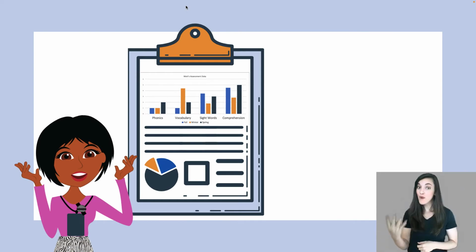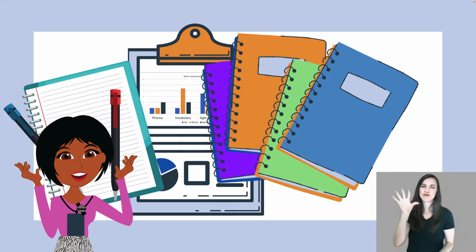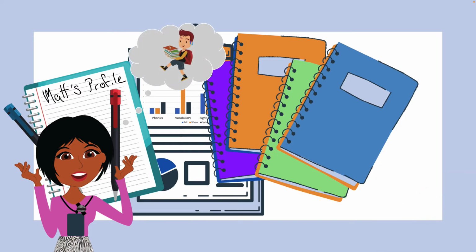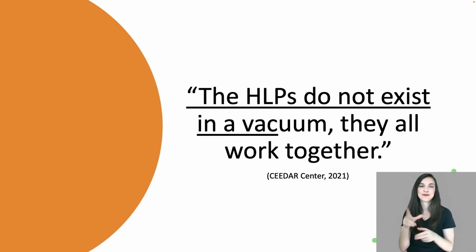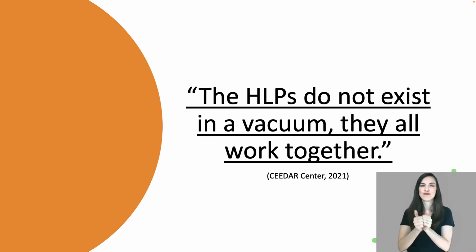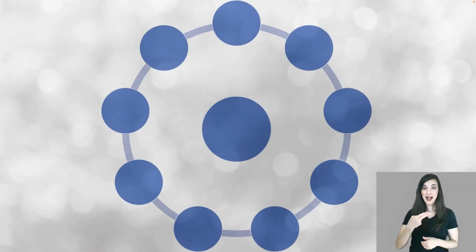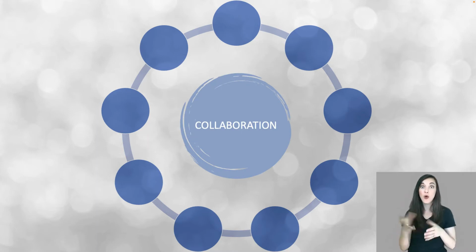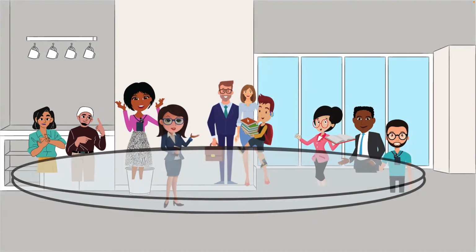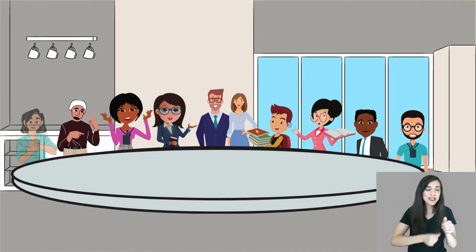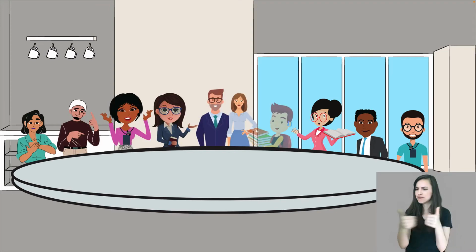This is where HLP4 coincides with HLP5, with using multiple sources of information to develop a comprehensive learner profile and understanding of the student's strengths and needs. After all, the HLPs do not exist in a vacuum, they all work together. The HLPs are not the only thing that should be working together. Collaboration involves the entire team, including the family and student. Each member is working together and not separately.